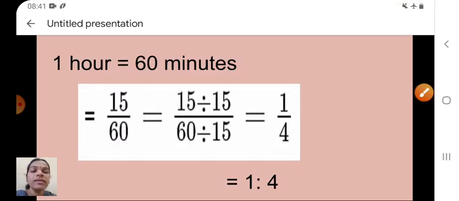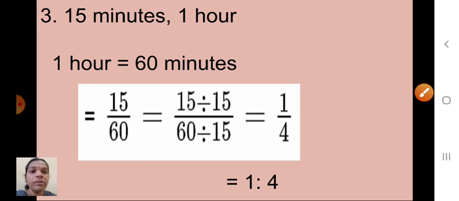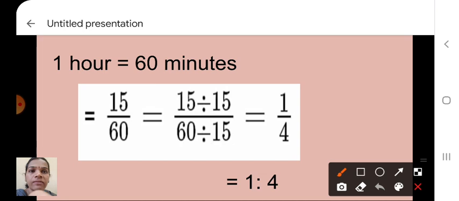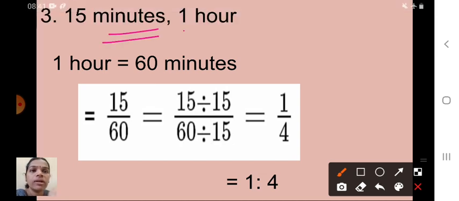Yes. Next one is, say here, 15 minutes and 1 hour. So here given numbers are having different units. One is minutes, one is hour. So here we can't skip this sum. So what we have to do? We have to convert these two different units into a same unit.